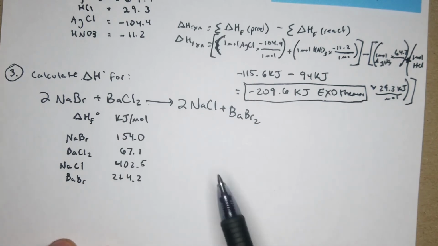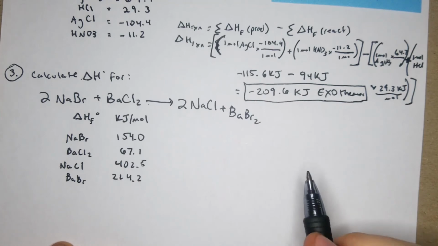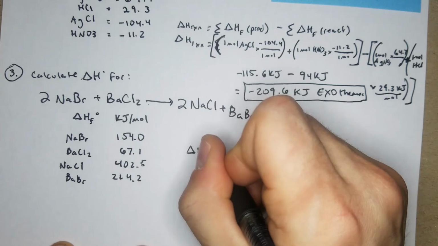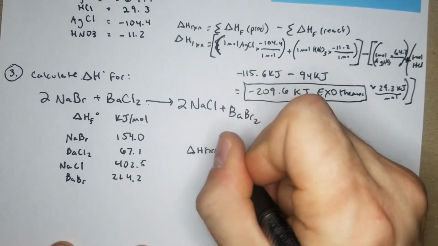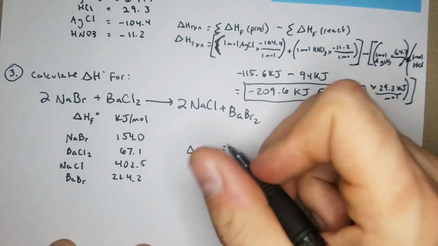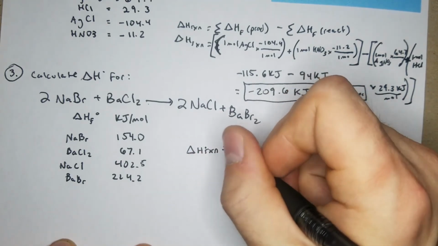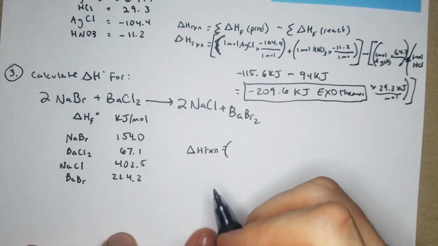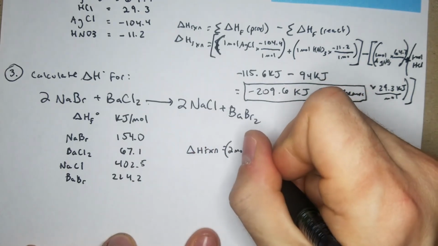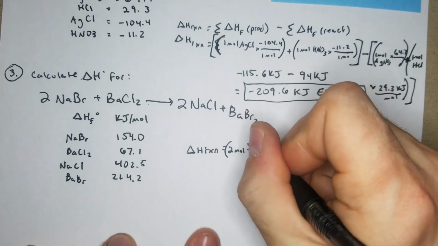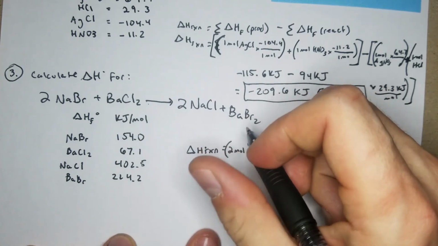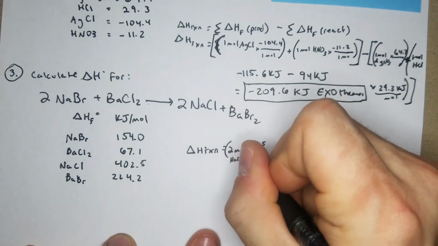I am not going to write out the formula for a third time. I think it eventually becomes unnecessary, but I'll just do it this way. So we're going to do, probably should have started a little further back. Okay, so 2 moles times 402.5, and this is our NaCl.